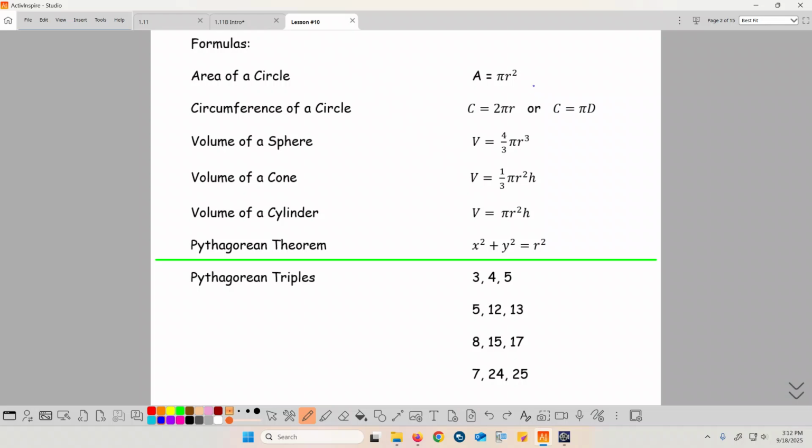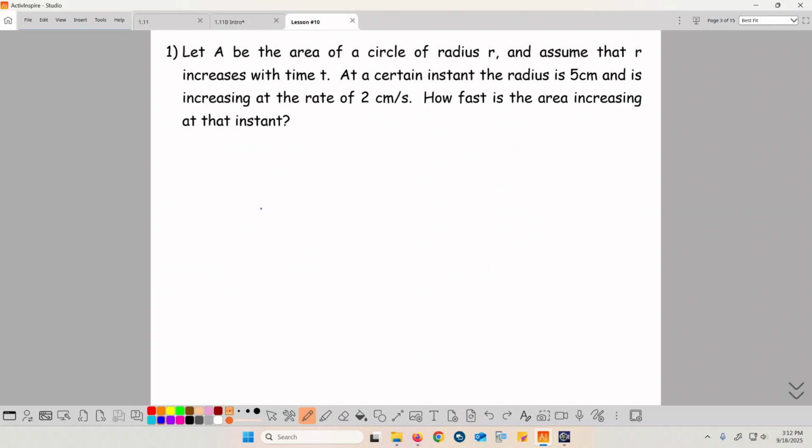Okay, these are just some common formulas. Area of a circle, circumference of a circle, volume of a sphere, volume of a cone, volume of a cylinder. We know our Pythagorean theorem, right? Just a couple common Pythagorean triples. A lot of the times when you see these, like volume of a cylinder, they're going to be given to you on the AP exam in the context of the question, okay? So let's take a look here.